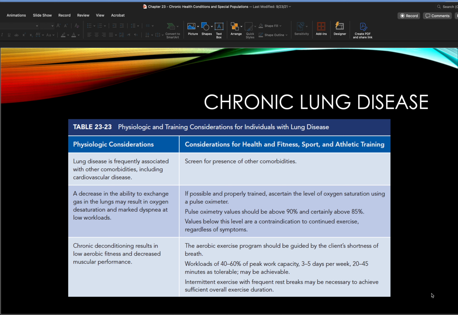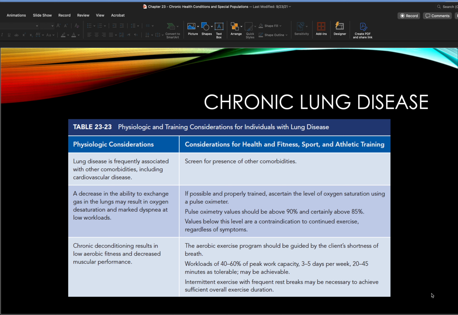Again, lung disease usually has a comorbid state. There is a huge problem with gas exchange, cardiopulmonary exchange, meaning blood and lung functioning, and getting carbon dioxide out of the system, and getting oxygen into the system.